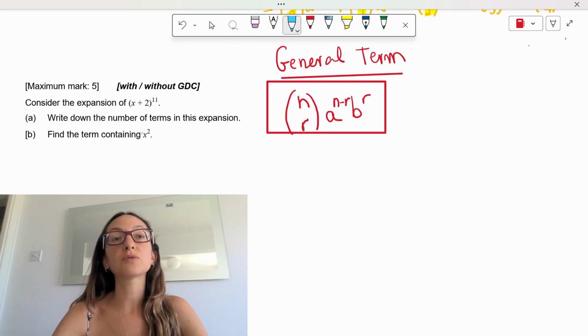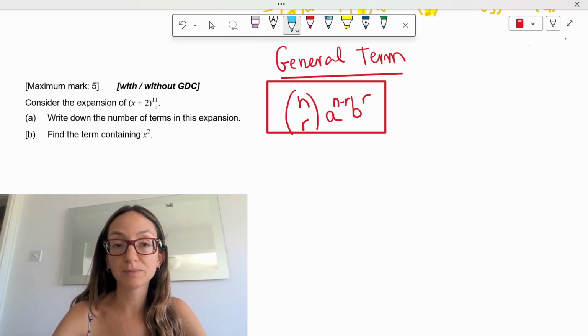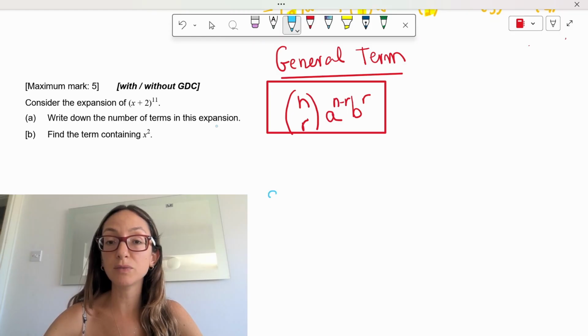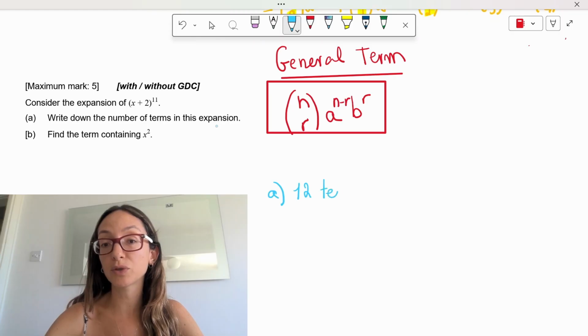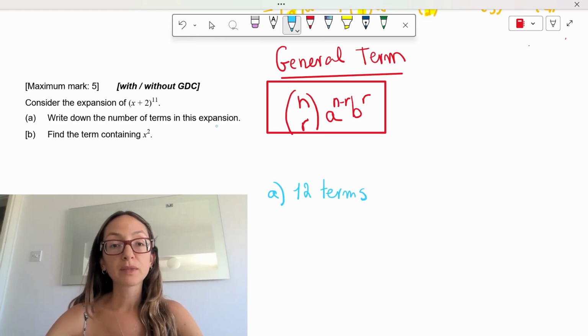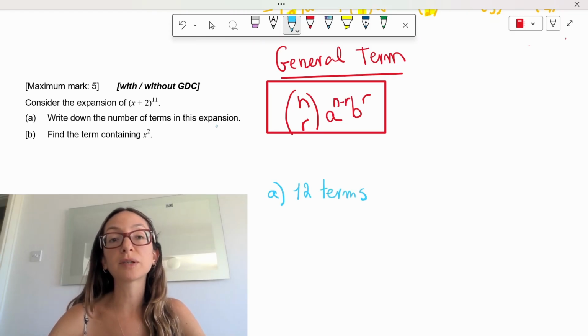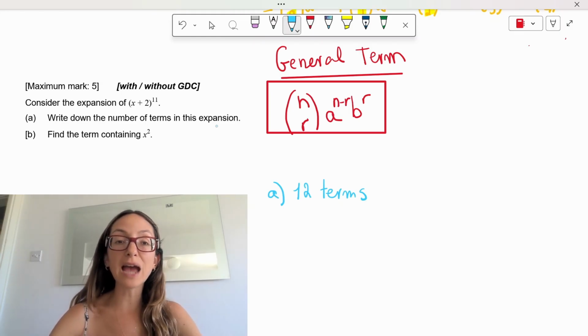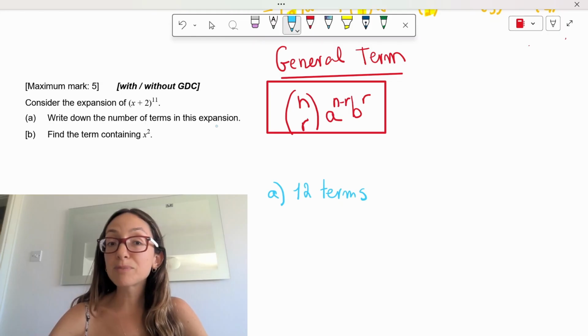So in this exercise, we're asked to consider the expansion of (x plus 2) to the power of 11. The first question is very straightforward. Write down the number of terms in this expansion. As we have seen, we always end up with n plus 1 terms, which means 11 plus 1, so we'll end up with 12 terms in total. The second question is about finding the term containing x squared. As I said before, the long way of doing this is to actually just expand the full expression and then find the term x squared.